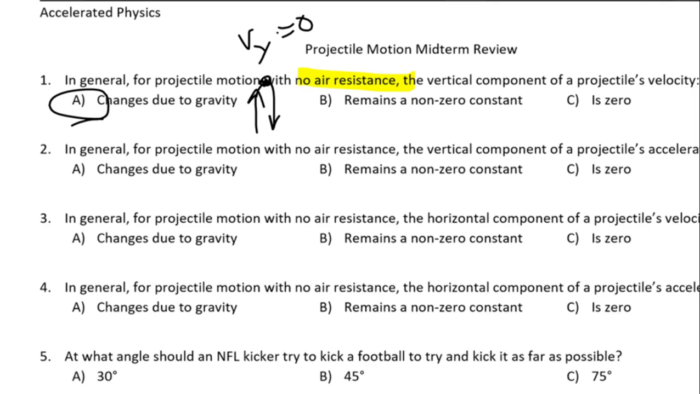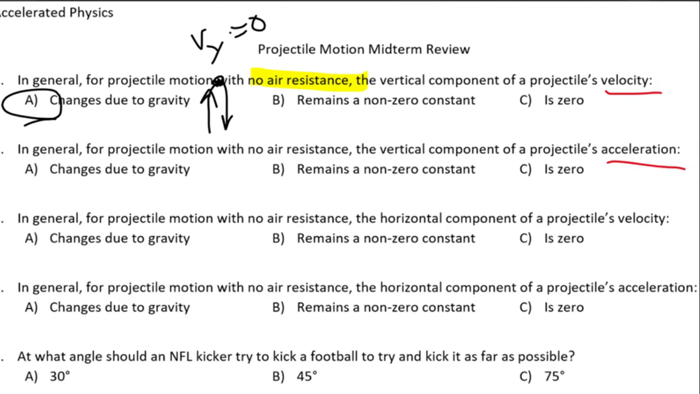Number 2, in general, for projectile motion with no air resistance, the vertical component of the projectile's acceleration. So here, as opposed to velocity in number 1, in number 2 we're looking at the acceleration. And this acceleration is going to remain a non-zero constant. So the acceleration stays as a negative 9.8 meters per second squared the whole time. The vertical acceleration.